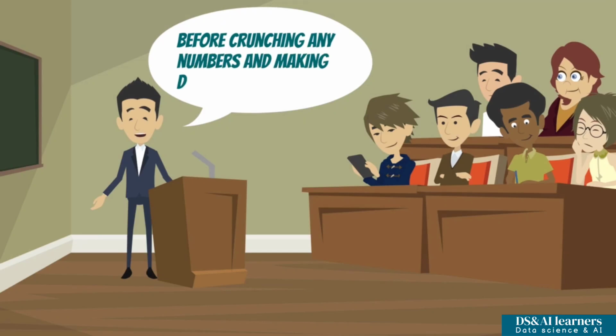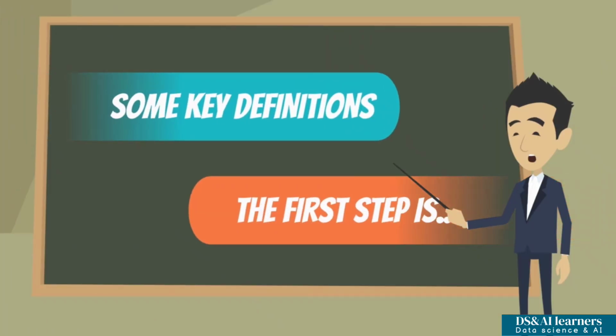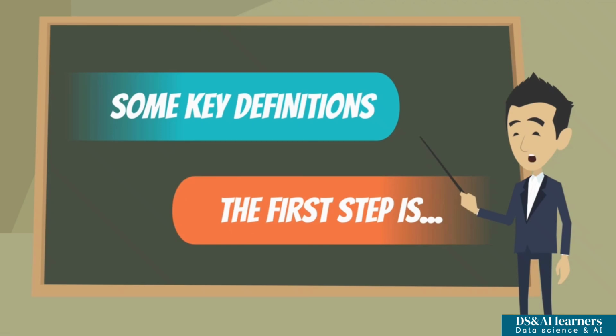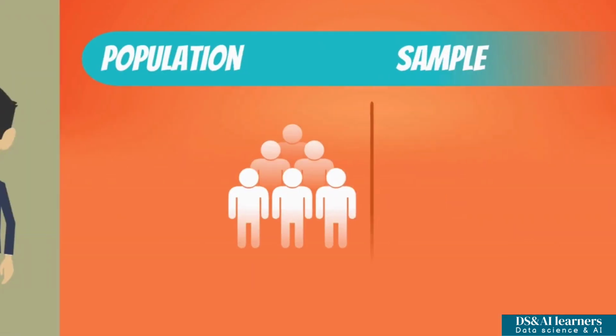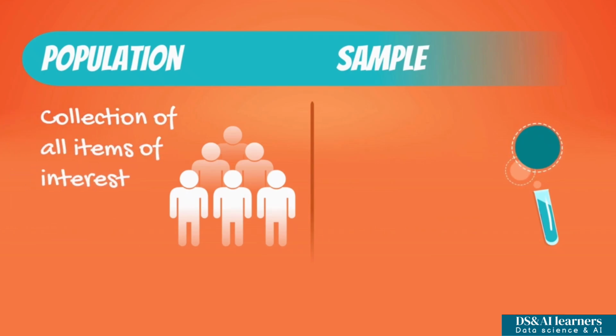Before we get into any numbers and making decisions, we should introduce some key definitions. The first step of every statistical analysis you perform is to determine whether the data you are dealing with is a population or a sample. A population is the collection of all items of interest to our study and is usually denoted with an uppercase N. The numbers we've obtained when using a population are called parameters.